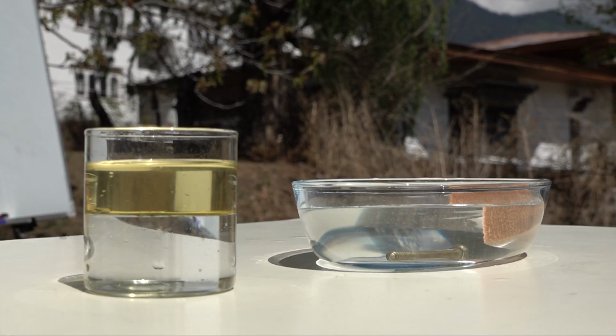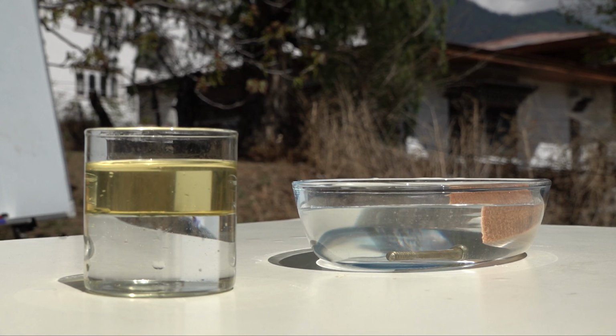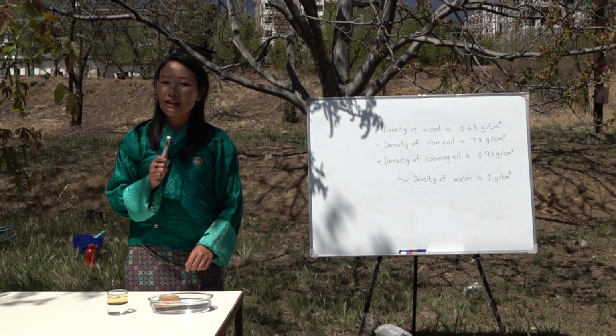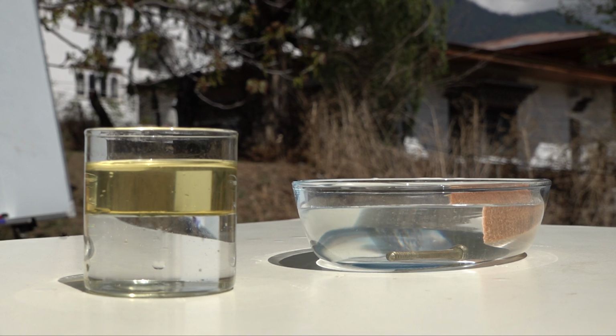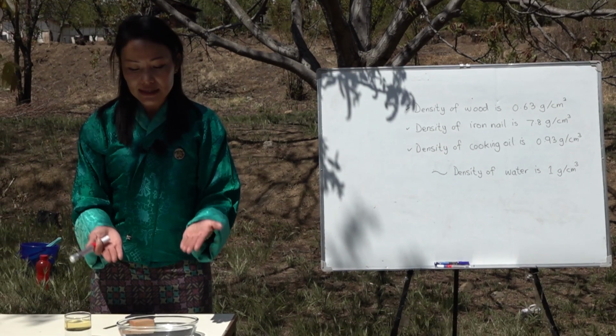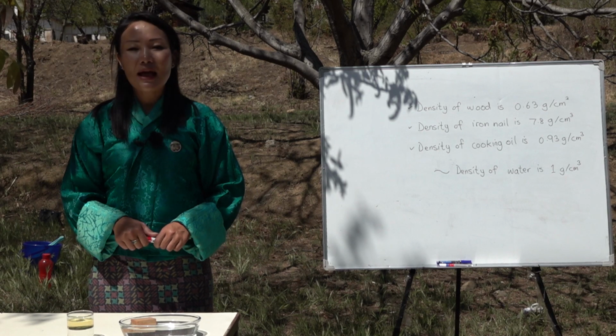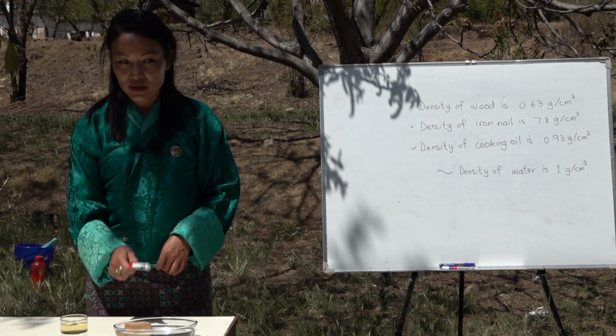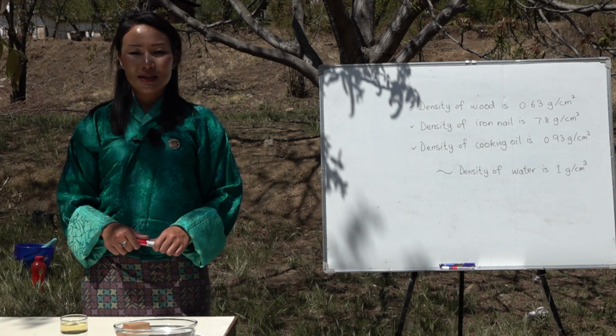So, students, from today's lesson, you should know that any object that floats on water will have density lesser than water, and any object that sinks in water will have its density greater than water. So it is density which decides whether an object is going to float or sink.